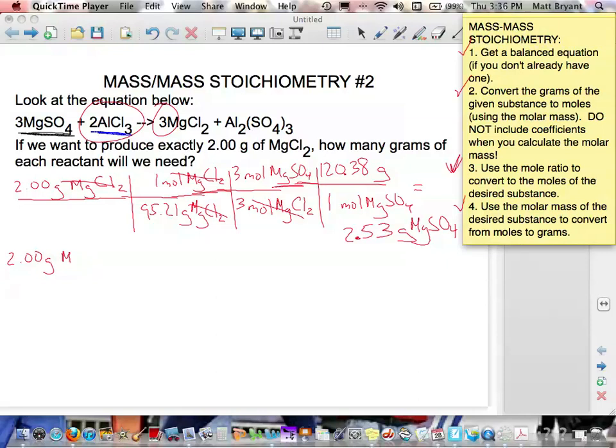So, first part of the equation is going to look identical because we still are dealing with the 2 grams of magnesium chloride that we started with. So, next step is to get the moles of that. And again, anytime you convert between grams and moles, it's all about the molar mass.